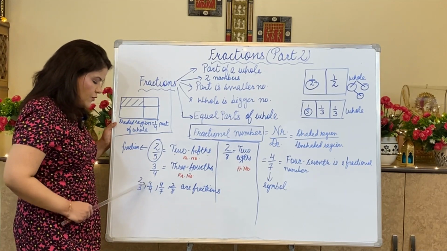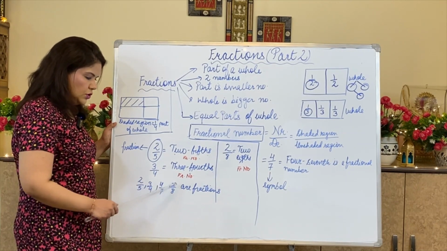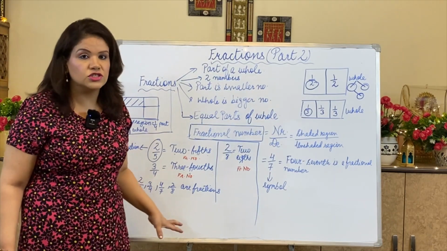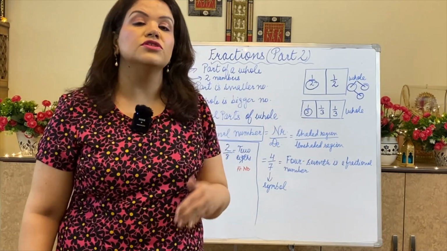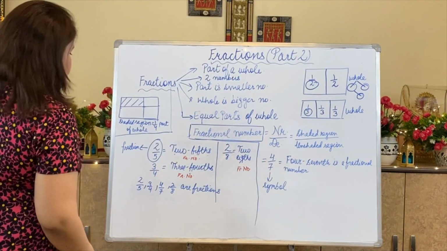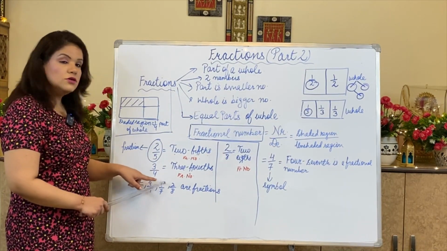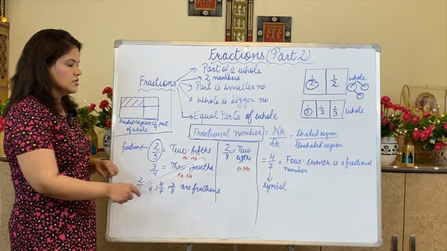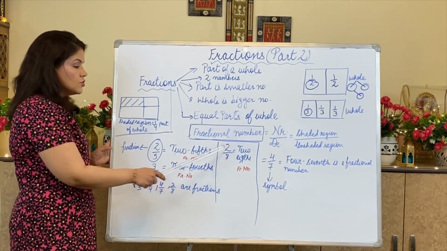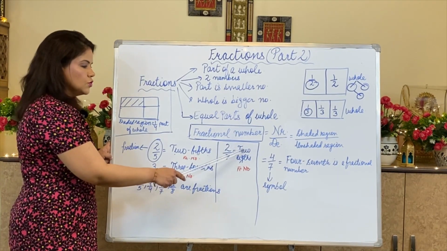Now 2 by 5, 3 by 4, 4 by 7, 2 by 8 are fractions. And what are their fractional numbers? I will be writing 2/5, 3/4, 4/7, 2/8, the way I have written here. So 2 by 8 will be written as 2/8.